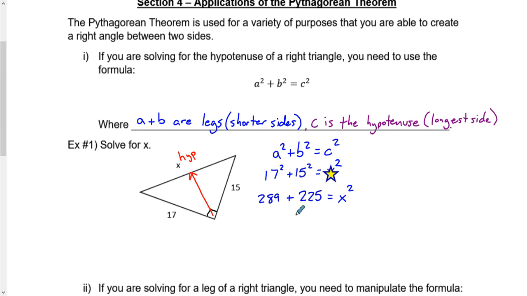Now, the only thing that we can do here is combine our 289 and 225 to give us 514. Now that would equal x squared. No matter what, that 514, just as I've explained before, is the area of the square that is built off of that side. So the entire area of that square would be 514. We don't want the area. We want to know the side length.